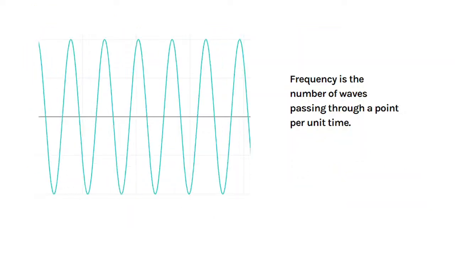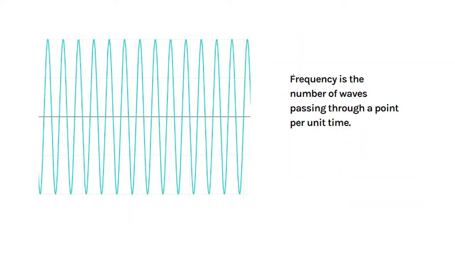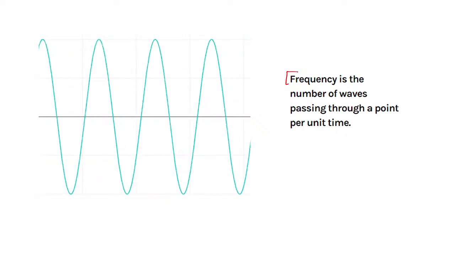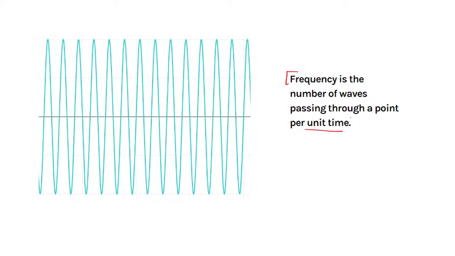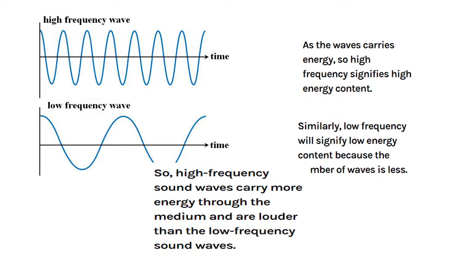Now frequency, as I already told you, what is the frequency definition? The number of waves passing through one point in a particular time period. Depending on the number of waves that are passing through that given point in that particular time period, we have high frequency and something called low frequency.